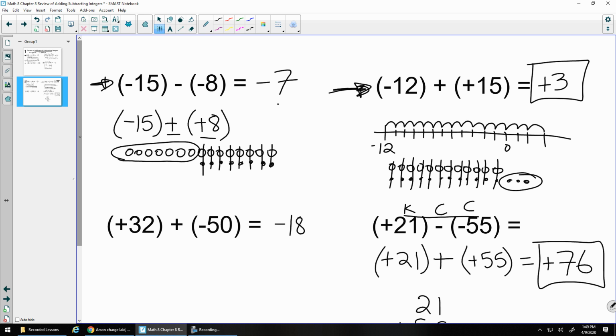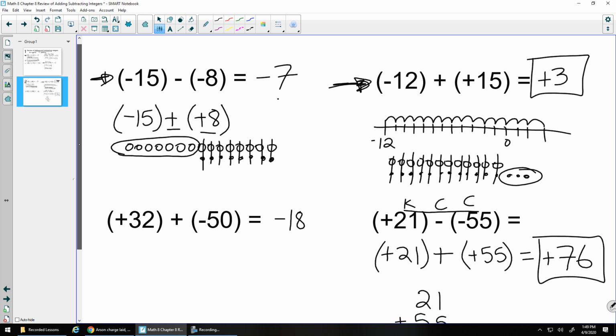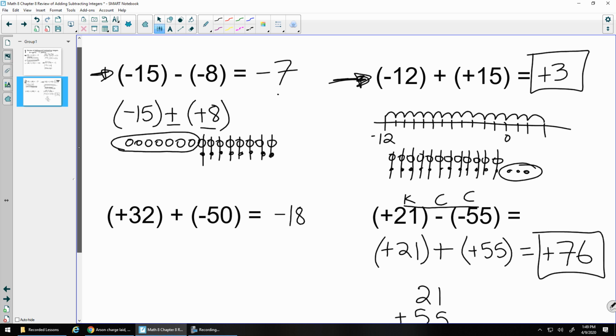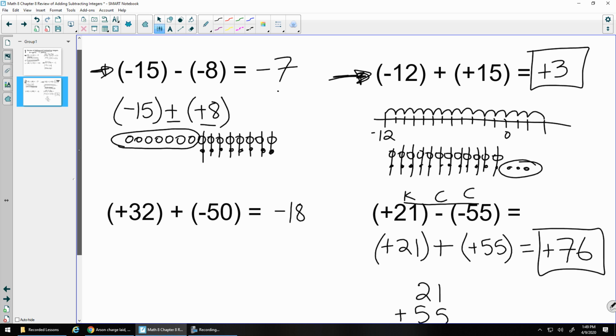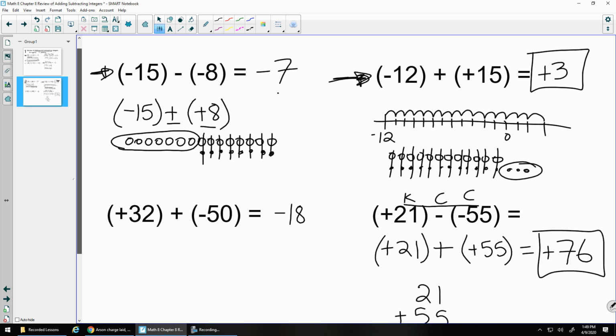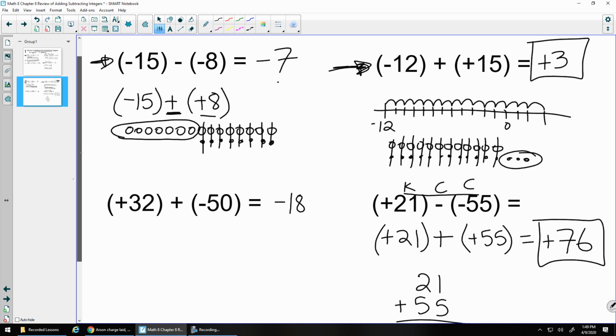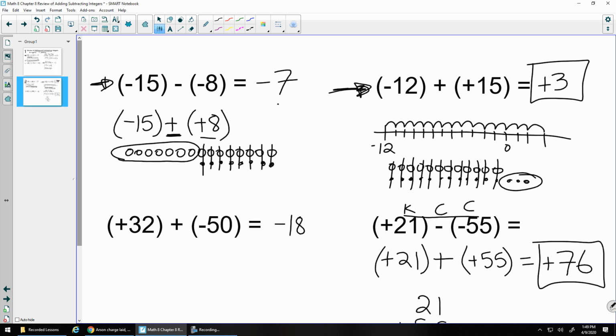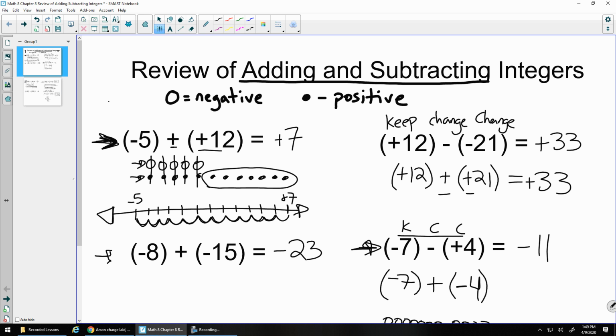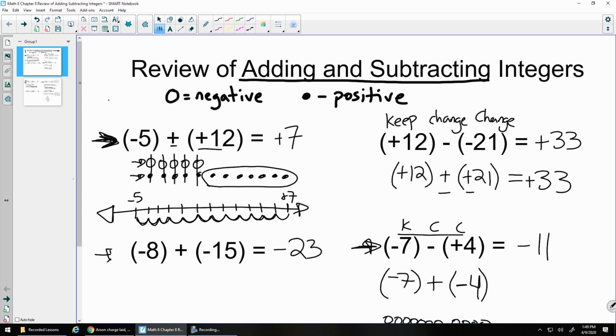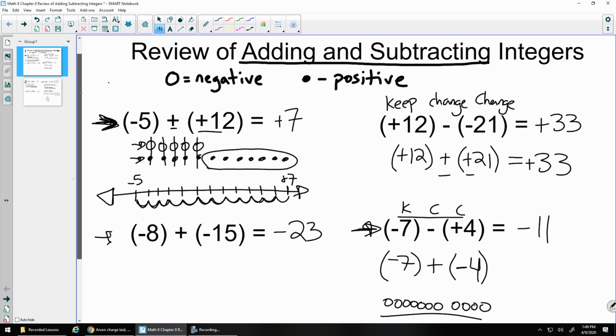So there are lots of different ways to solve addition and subtraction questions. Using integer chips can be helpful, and zero pairs, especially with addition, because then you just draw all your integer chips, and if any positives and negatives make zero pairs, you cancel them out. And hopefully one of those ways makes sense to you.